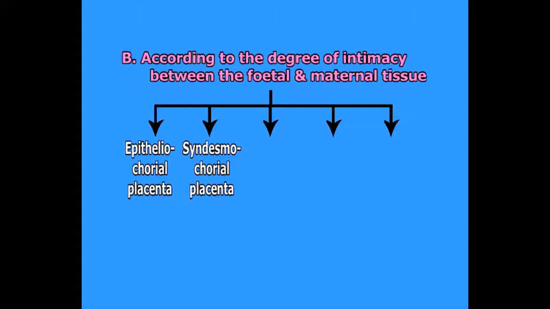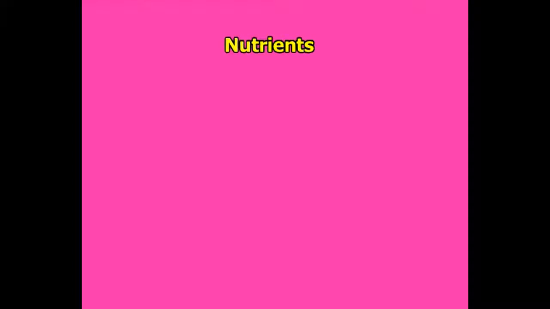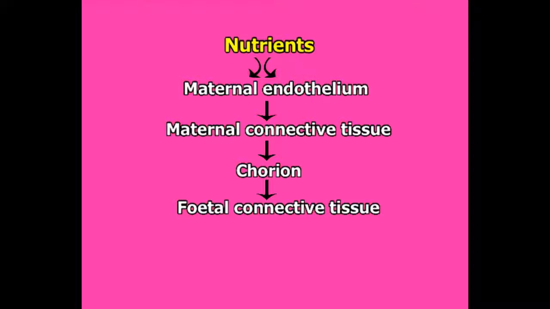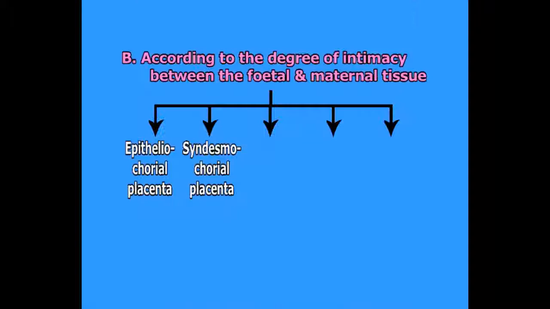Number 2. Desmochorial placenta. In this type of placenta, the uterine epithelium is eroded. The chorion comes in contact with maternal connective tissue. Thus, the nutrients pass through maternal endothelium, maternal connective tissue, chorion, fetal connective tissue and fetal endothelium. This type of placenta is found in ruminant ungulates. Number 3.